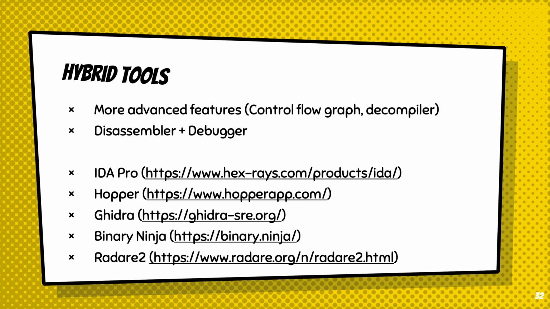Here I'm showing you 5 very useful tools with their links. All of the tools are very popular and have been actively used in the community. IDA Pro is a disassembler plus debugger. Although it has the decompiler feature, you have to pay for it. Hopper and Ghidra come with the decompiler feature and they're free. Binary Ninja and Radare2, although they don't have a decompiler, their higher-level representations of binaries are also quite readable. I would recommend you to try them all and find the one that you like the best.